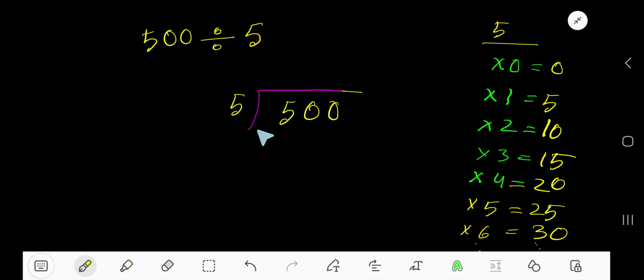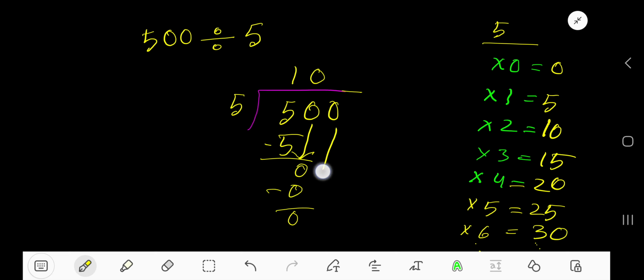Right? So 5 goes into 5 how many times? 5 goes into 5 1 time. Write 1, multiply 1 times 5 is 5, subtract, you are getting 0. Bring down this 0. 5 goes into 0 how many times? 0 times, write 0. 0 times 5 is 0, subtract, 0. Bring down this 0.